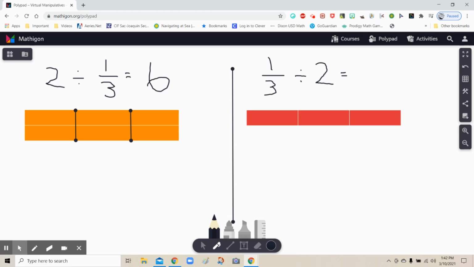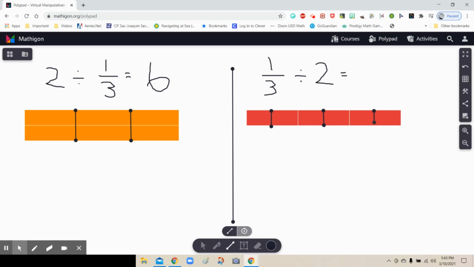Now we'll look at the other problem, 1/3 divided by 2. In this case, we're going to take each third piece, and each third piece is getting divided into 2 parts. So basically, we're going to cut each third piece in half. This first third piece was divided into 2 equal parts. The second third piece was divided into 2 equal parts, and then there are 3/3 in a whole. My final third piece is divided into 2 equal parts.